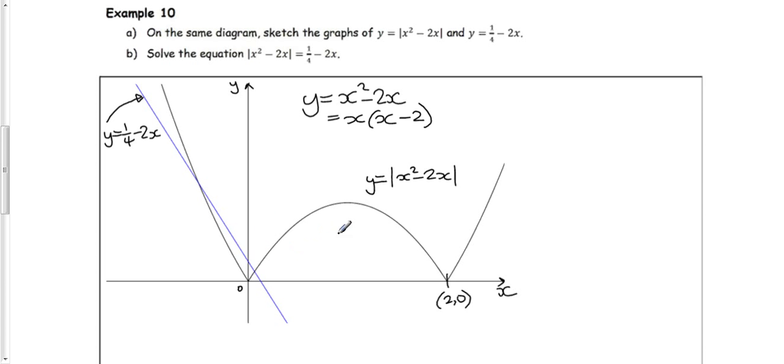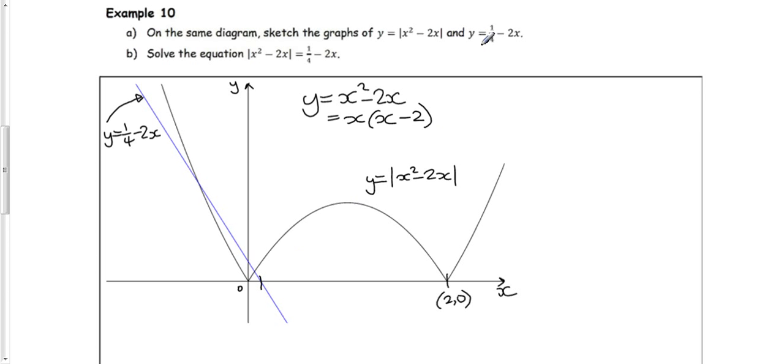Now let's go ahead and find the intersections in part B. So part B, we're solving the equation, which is the mod graph equaling the straight line graph. Of course, that's going to be the 2 points where the graphs meet. I just remembered I was going to mark on the graph where the straight line crosses the x-axis, so I'm going to do that now.